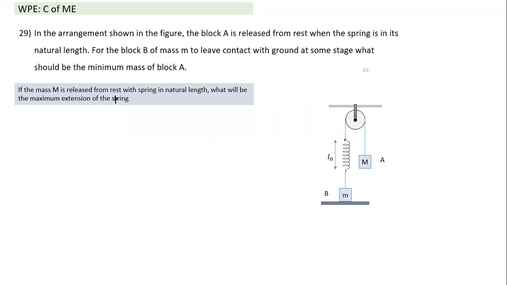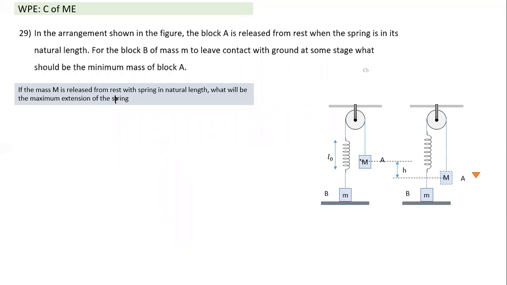Why do we have an interest in calculating maximum extension? Because when we know the maximum extension, the force exerted by the spring on block B will depend on its extension. And this extension will depend on the maximum displacement of A. And that's why we need to first calculate what is the maximum displacement of A if it is released from rest. So first we'll calculate the maximum displacement of A. How would we calculate that part?